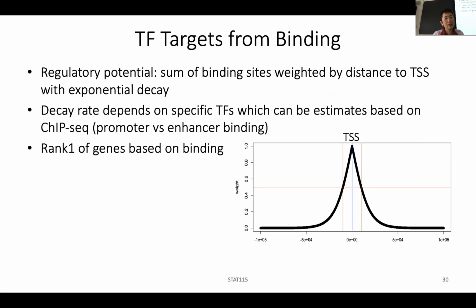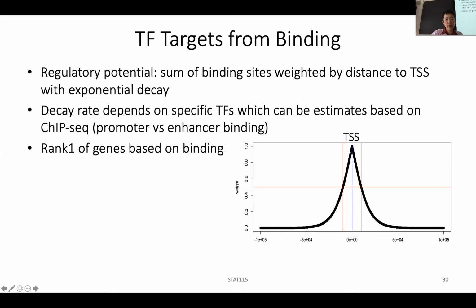And with that, based on the binding, we try to assign what we call a regulatory potential, which is the sum of binding sites weighted by the distance from transcription start site. So for example, if I want to know what is the regulatory potential of this transcription factor, if I know its ChIP-seq, in terms of regulating this one gene that I'm interested in, I can look at this, so we can have this exponential decay idea. So here, we look at the transcription start site of this gene, and then every time we see a binding site, we ask, how far is that binding site from the transcription start site?